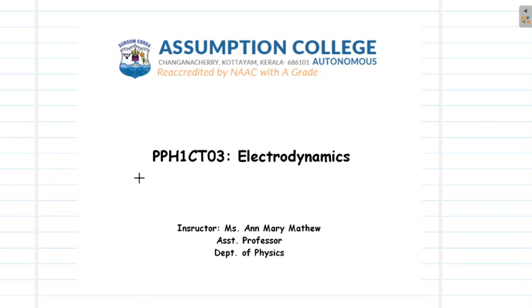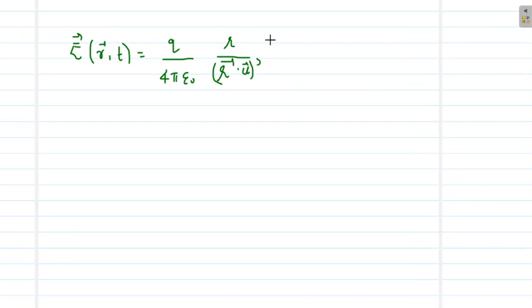Hello students. In the last classes, we were deriving the equations of electric field and magnetic field of a moving point charge. We obtained the electric field of a moving point charge to be E bar of R bar comma T equal to Q by 4 pi epsilon 0 into R divided by R bar dot U bar the whole cube, into C square minus V square into U bar plus R bar cross U bar cross A bar.